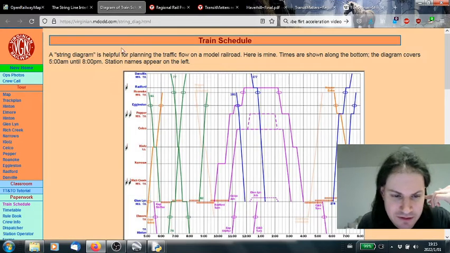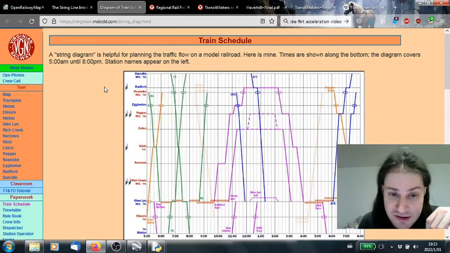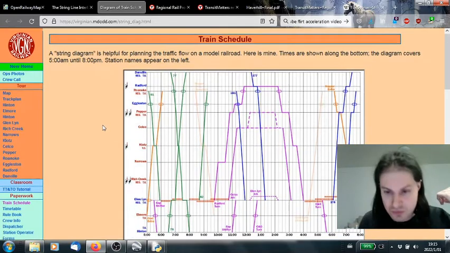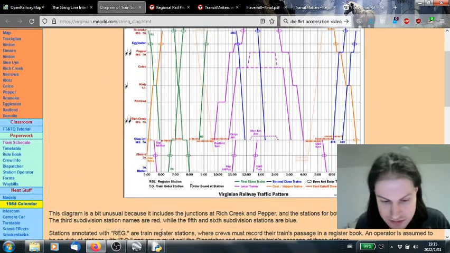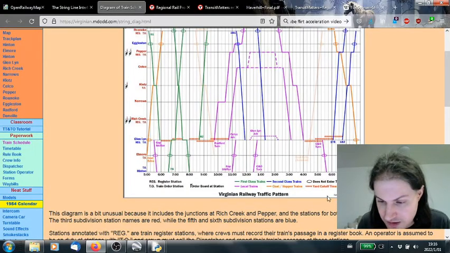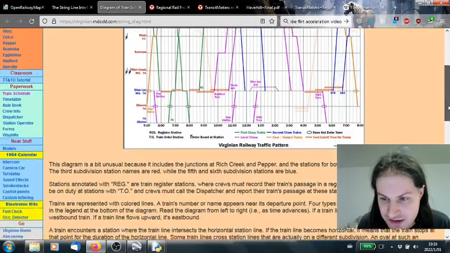So the way this goes is called a string diagram, and this is a good rail practice and also an American rail practice. So what you do is you draw the line. I'm checking if you can see the... okay. So this is going to be cut off, I'm sorry, but the far right is not that important.